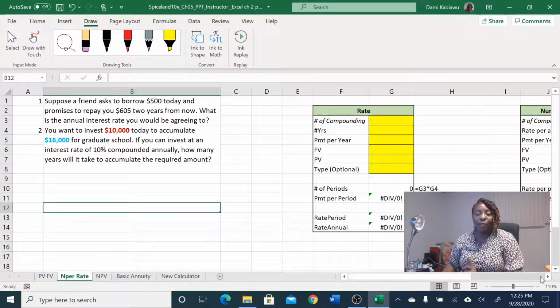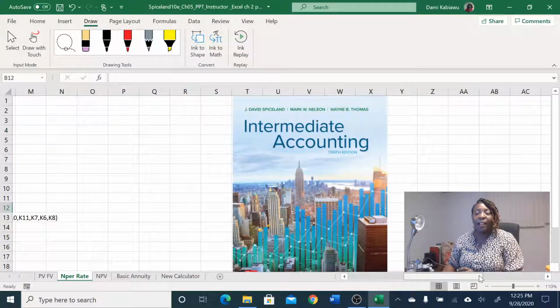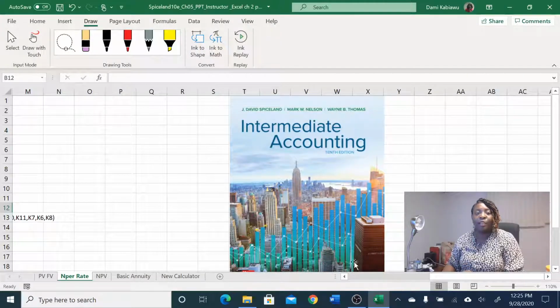The textbook we're using, I wrongly said that it was the Brilliant Myers textbook. It's actually Spiceland, Nelson, and Thomas Intermediate Accounting textbook. And I think this is chapter 5 of the text.